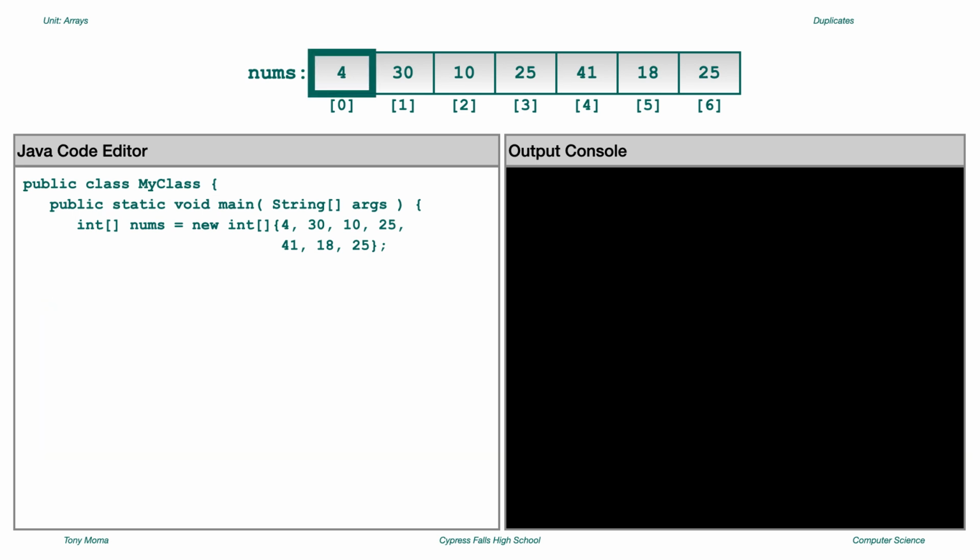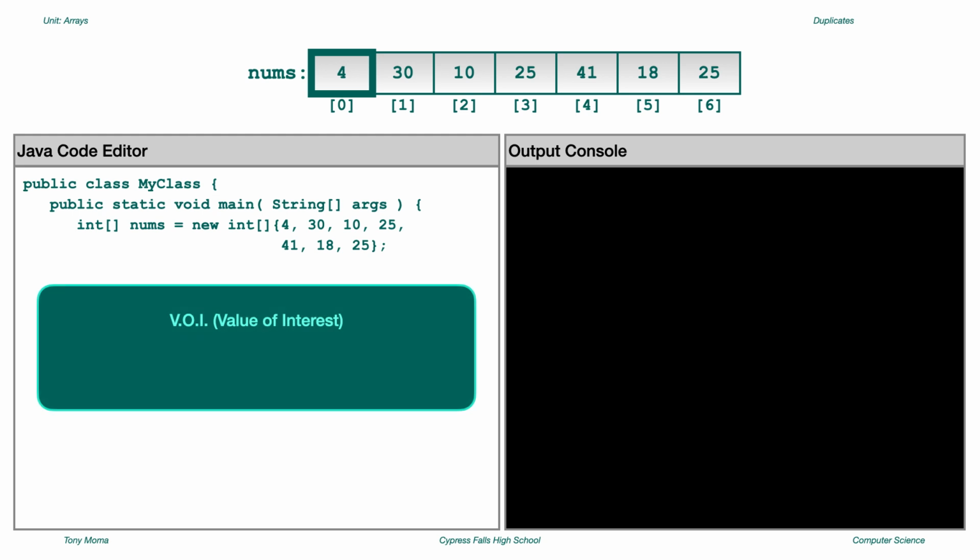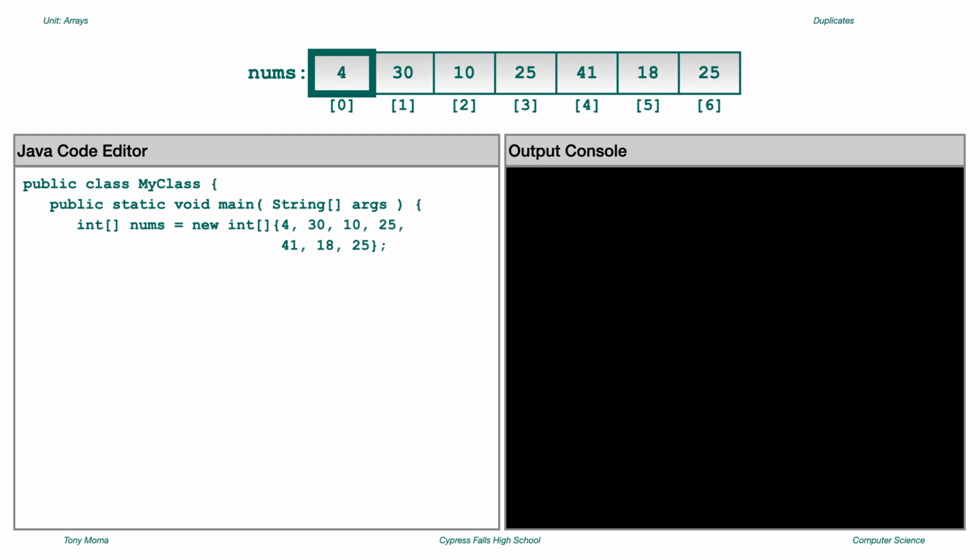We'll start by looking at the first value in the array, and we're going to call it our value of interest, or VOI for short. Why am I calling it that? Because we're going to determine if this value, the value at index 0, is duplicated somewhere else in the array. All right. So we're going to do that by first looking at the value after the VOI, which is the value at index 1, and we're going to compare them to see if they're equal.